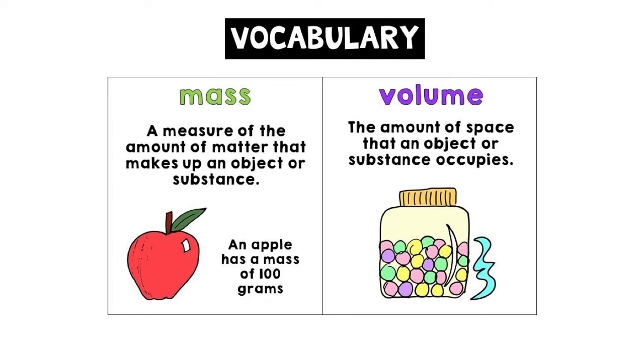Mass is the measure of the amount of matter that makes up an object or a substance. For example, an apple has a mass of 100 grams. Volume is the amount of space that an object or substance occupies. For example, you have a 2-liter gallon of Coke.